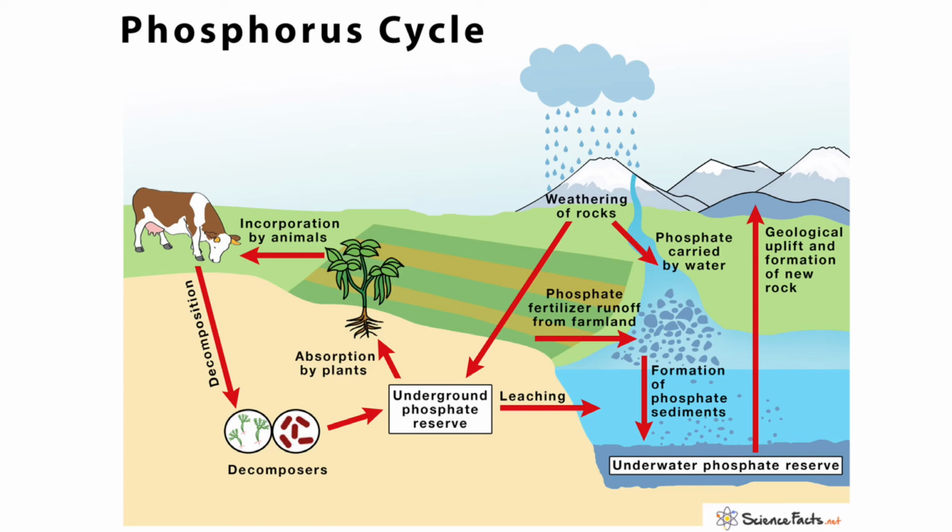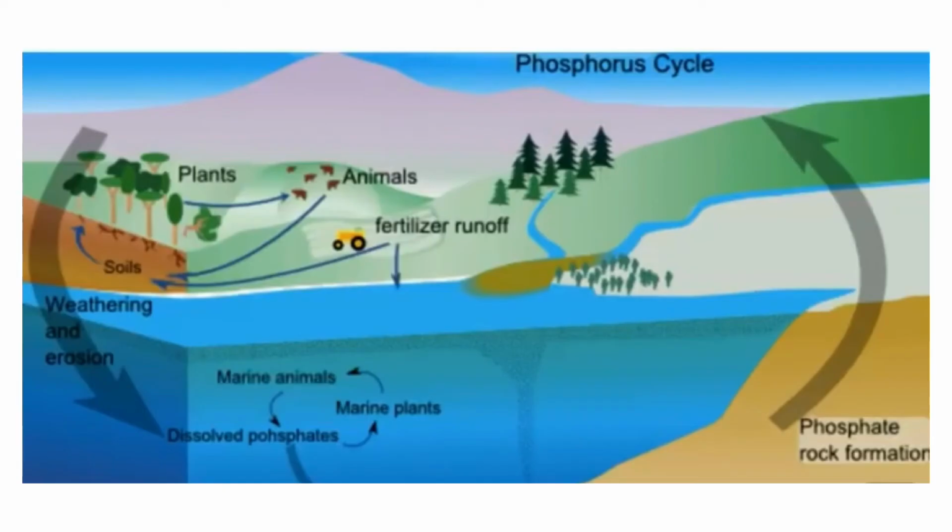So here I want to explain the steps of the phosphorus cycle. First is weathering. Phosphorus is found in rock in abundance. That's why the phosphorus cycle starts in the Earth's crust. The phosphate is broken down from the rocks. These particles are washed away into the ground where they mix in the soil.